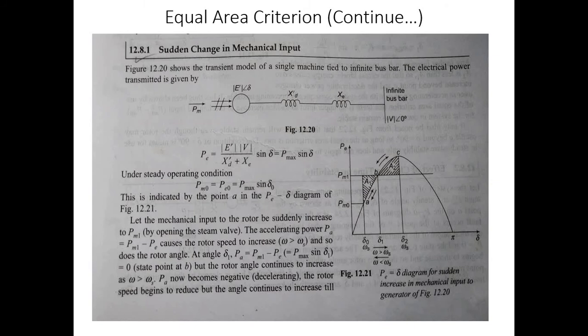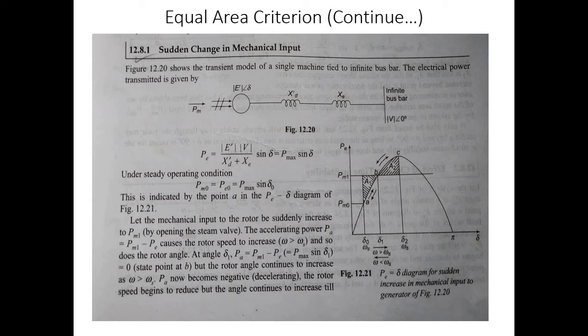Now here we will consider one machine connected to an infinite bus system. Suppose there is a generator, Pm is the mechanical power input, and the generator voltage is given by magnitude of E dash at an angle of del. Here del is nothing but the rotor angle. Then the transfer reactance is divided into XD dash, that is the subtransient direct axis reactance, and XE, that is the equivalent reactance of the transmission line, and it is connected to the infinite bus. At the infinite bus the voltage is magnitude of V.